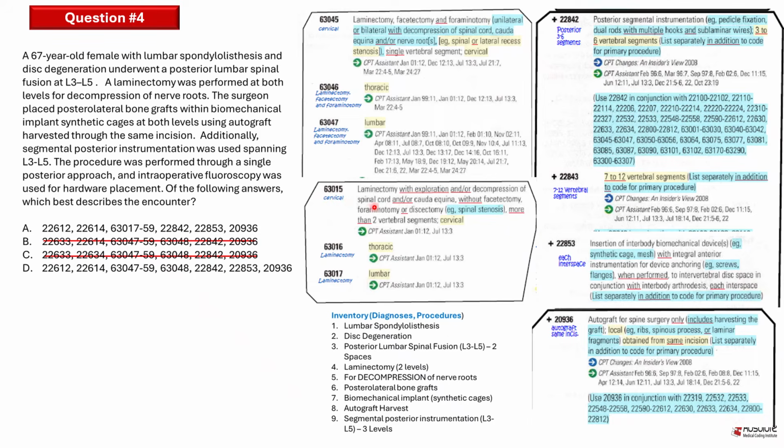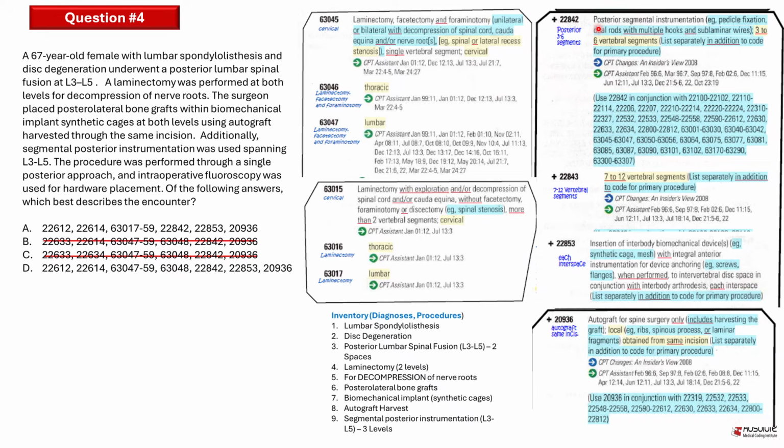63017 is the parent. Laminectomy with exploration and/or decompression of spinal cord and/or cauda equina without facetectomy, foraminotomy, or discectomy. More than 2 vertebral segments, lumbar. Okay, coders, that has to be it. All right. So I am going to eliminate D, but I'm going to do my due diligence. I'm going to continue. Let's look at 22842.